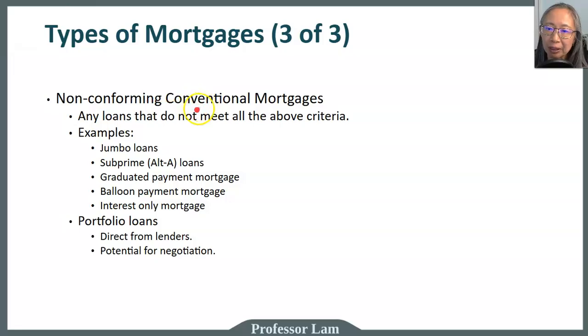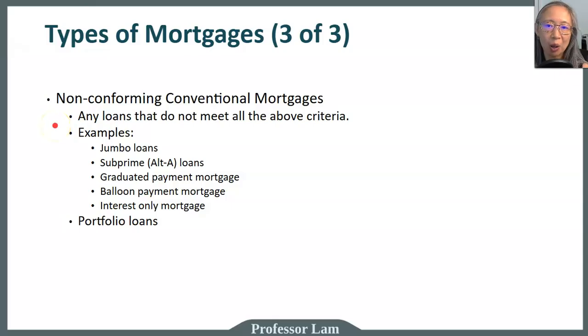For non-conforming, we mentioned conforming conventional mortgages, and that is issued by government-sponsored enterprises such as Fannie Mae and Freddie Mac, and then government guarantee mortgages such as VA loans and FHA loans and USDA loans. All of those loans, the money comes through those enterprises or the government via banks. So you still obtain the loans from the banks or mortgage companies, but the money for those loans comes from either the GSEs or the government.